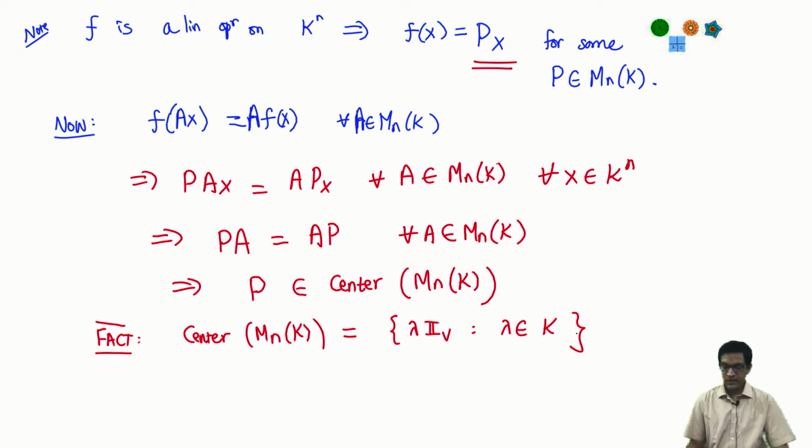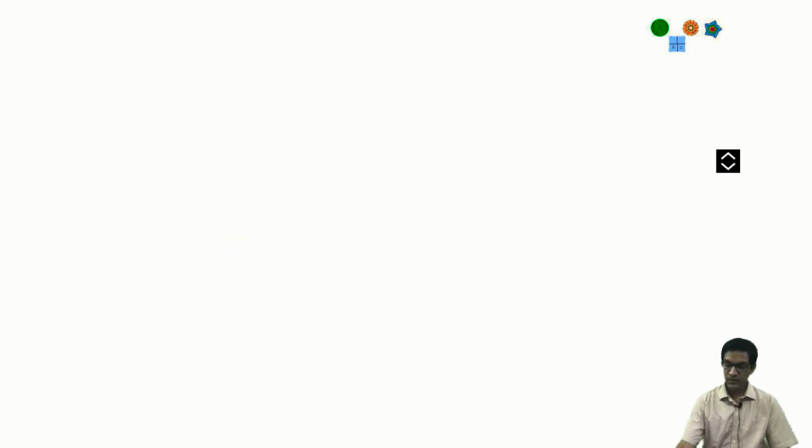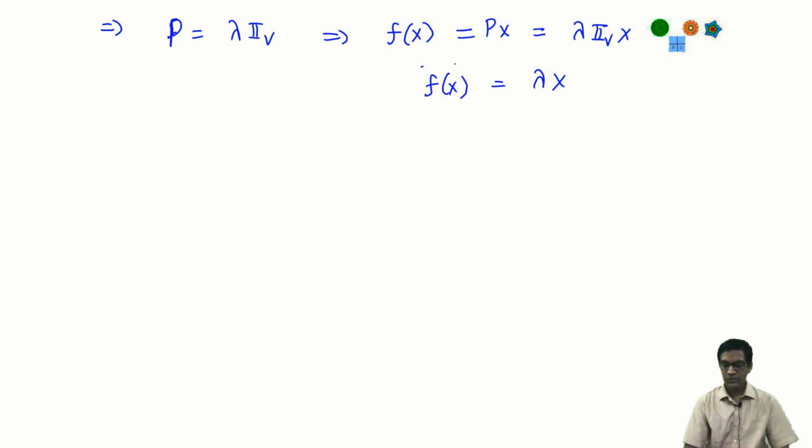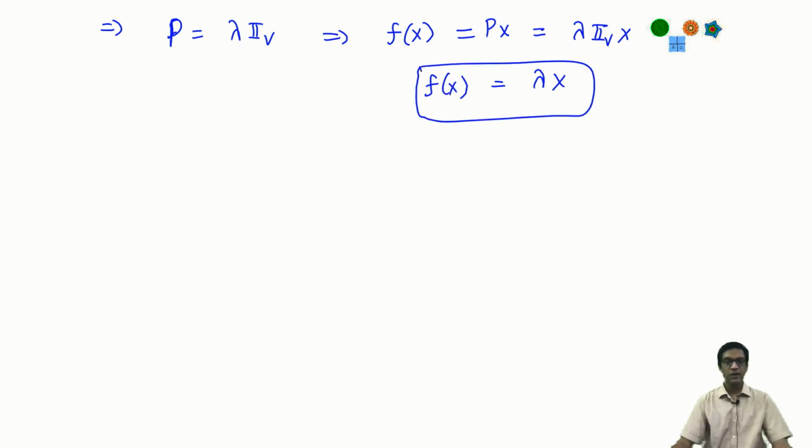So what this means is that this matrix P is actually a scalar matrix. For the moment, accept this as a fact. So what conclusion do we make? We conclude that the matrix P must look like some scalar matrix. Therefore in particular this homomorphism f, which looks like multiplication by P, is nothing but lambda times the identity applied to x. So this is just f of x. This homomorphism is just this very simple, trivial homomorphism which is scaling by lambda.